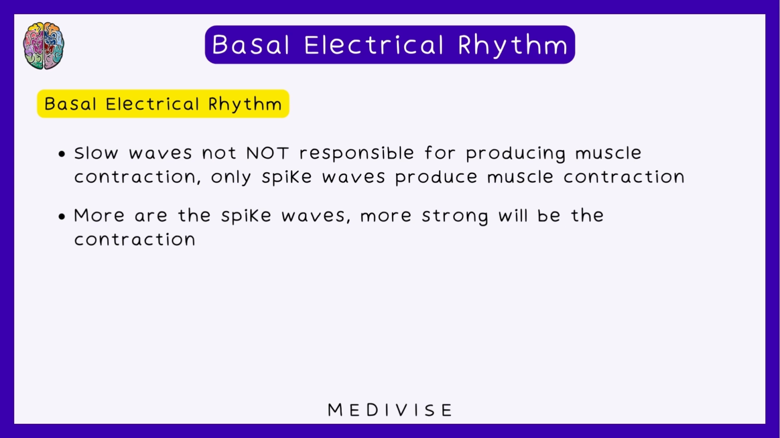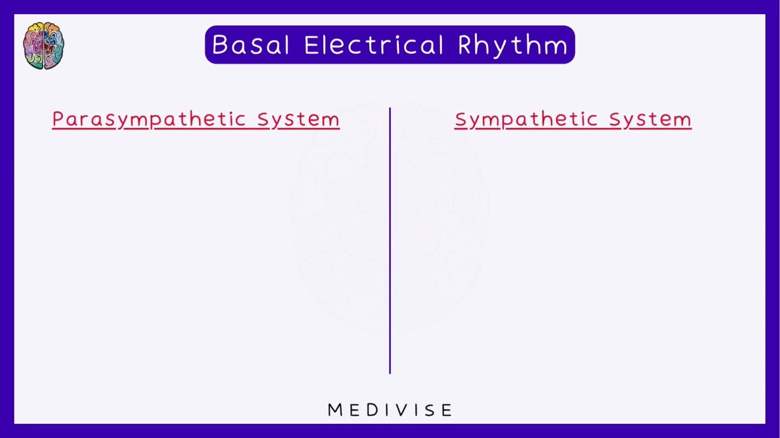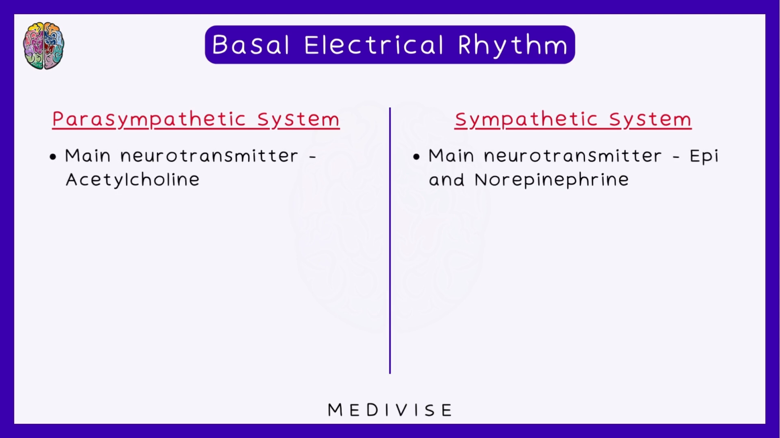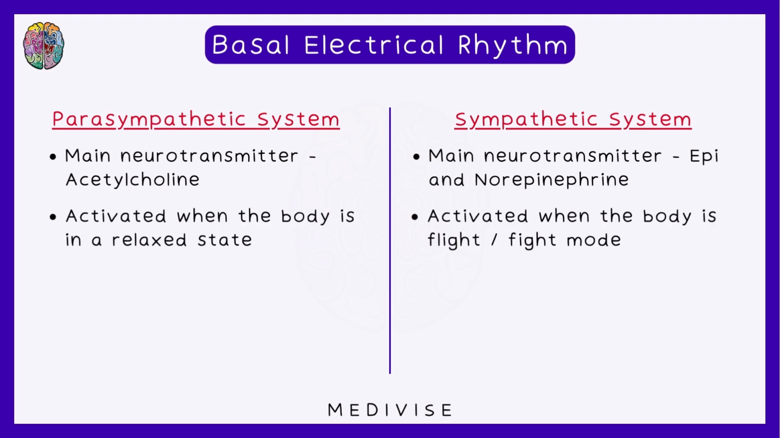Now, before moving forward, let's quickly brush up on our basic physiology. You know we have the parasympathetic system and the sympathetic system. The main neurotransmitter in the parasympathetic system is acetylcholine, and in the sympathetic it is epinephrine and norepinephrine. The parasympathetic system is activated when the body is in a relaxed state, and the sympathetic system is activated when the body is in fight or flight mode.